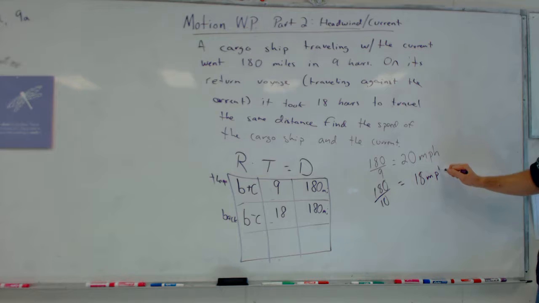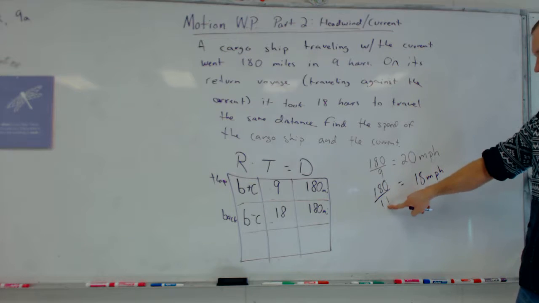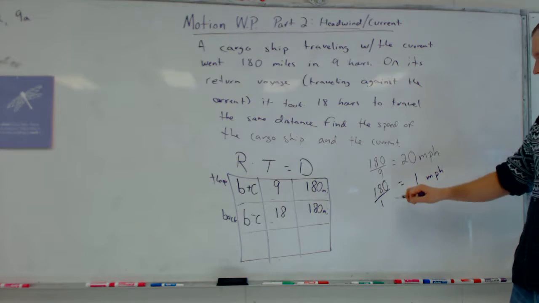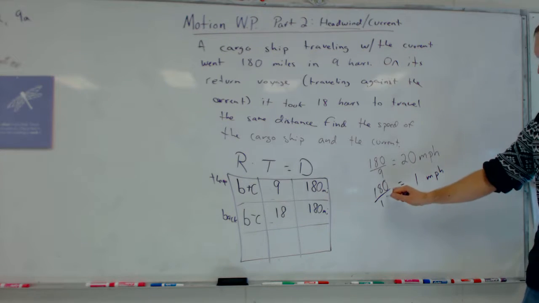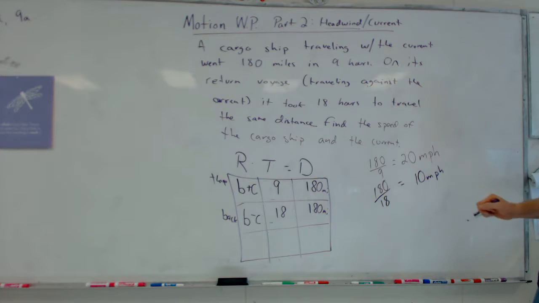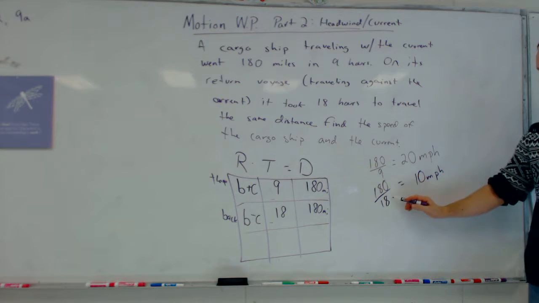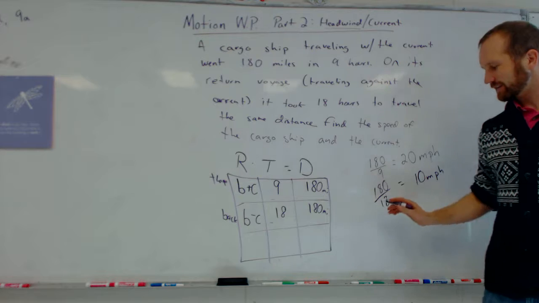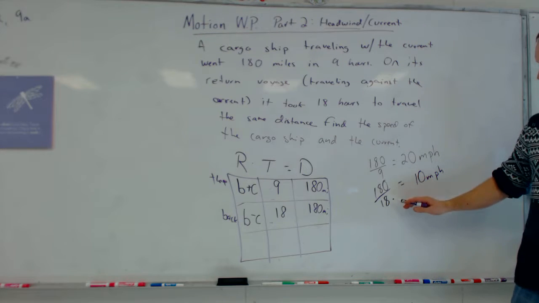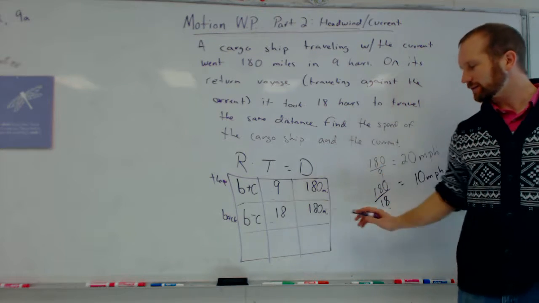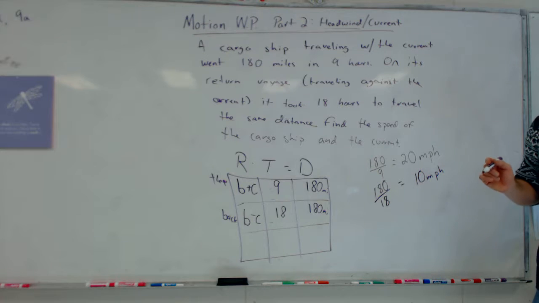No, it would be divided by 18. Oh, sorry. Now I don't know why I'm having trouble looking at this. Okay, 18 is the hours, right? I was solving it in my head and just writing the wrong thing. So 180 miles divided by 18 hours is 10 miles per hour.